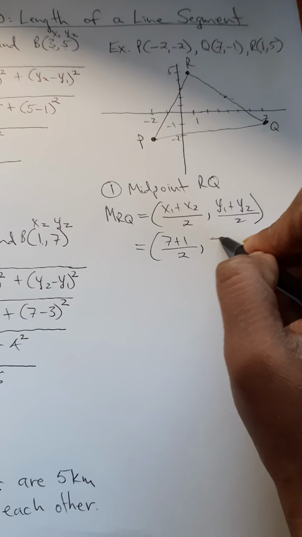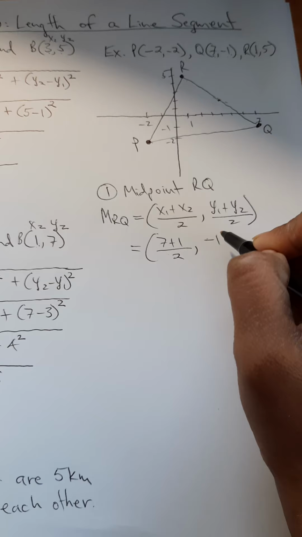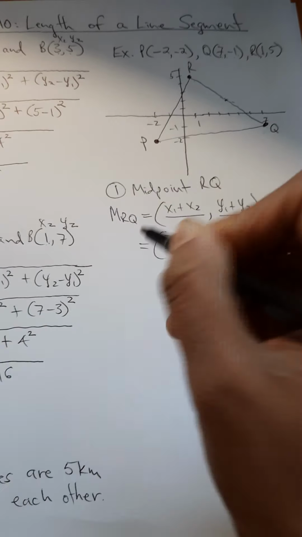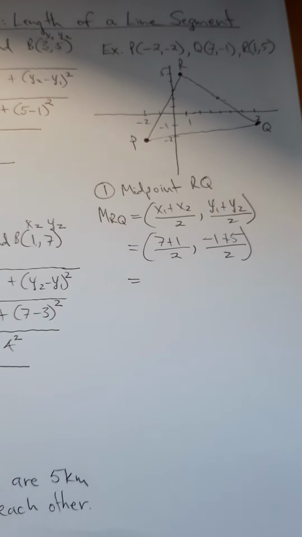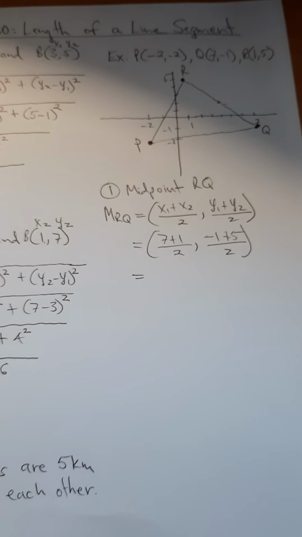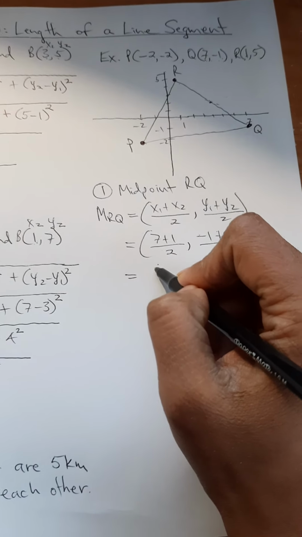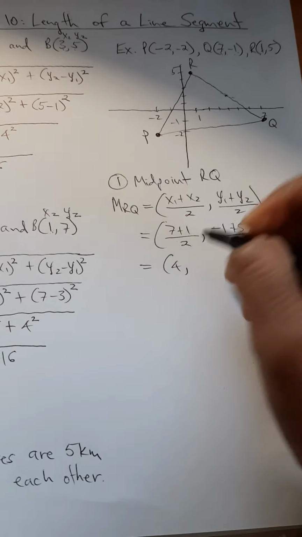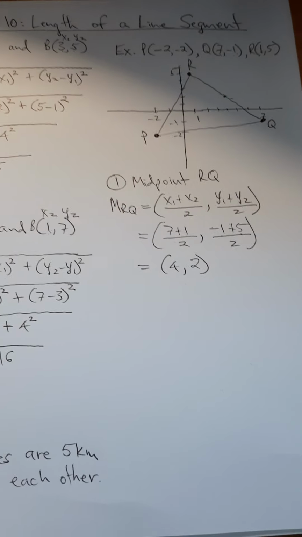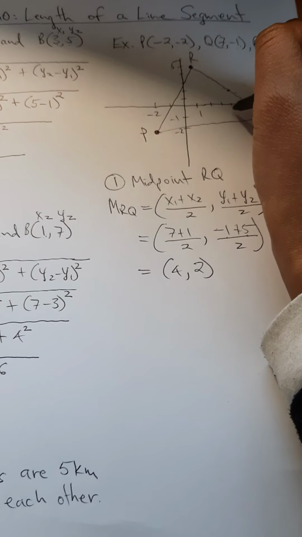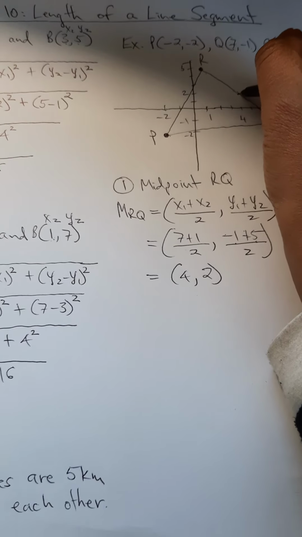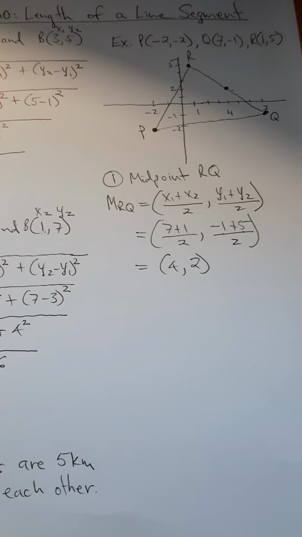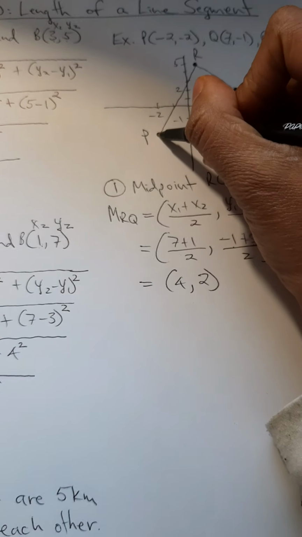And then we'll do -1 plus 5 divided by 2. Like this. And then this is 8 divided by 2, which is 4. This is -1 plus 5, which is 4 divided by 2, which is 2. This is my midpoint. I can see this is quite accurate. I just ballparked it, but this is where the actual midpoint is. And so you notice even when you're making a sketch, your sketch will be quite accurate.